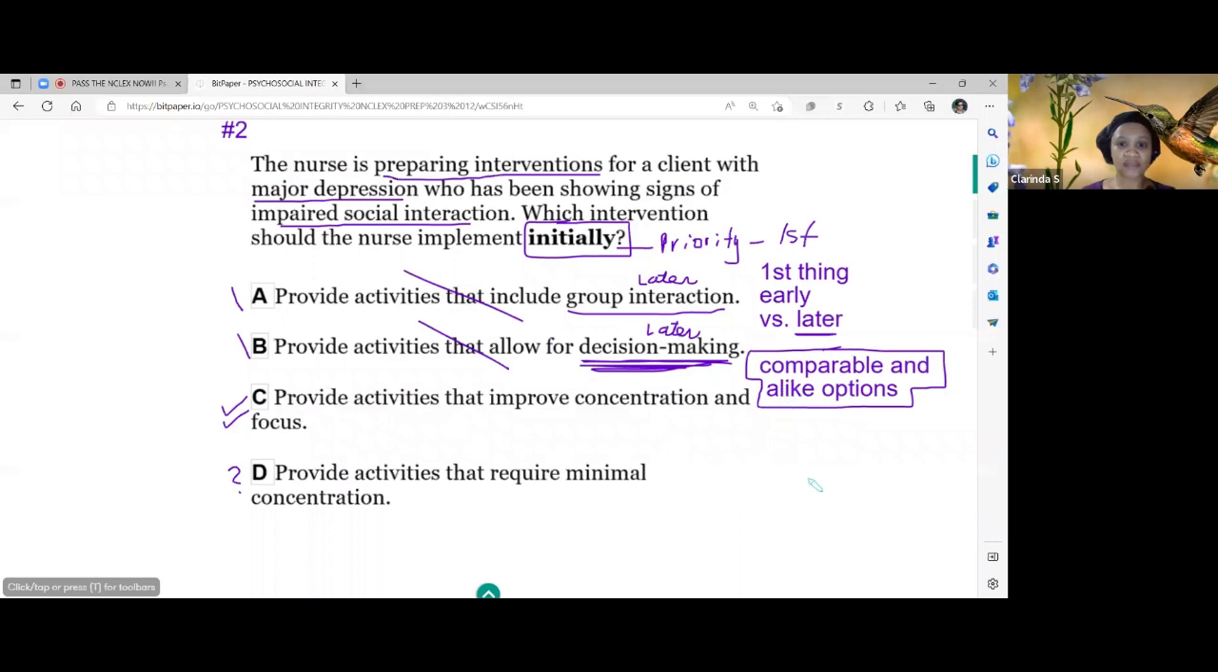So we notice that later they're going to do group interaction. Later they can be a little more focused and can do decision making. What else would they do later? Are they going to do minimal concentration later? Or do we want them to concentrate and focus later or early?